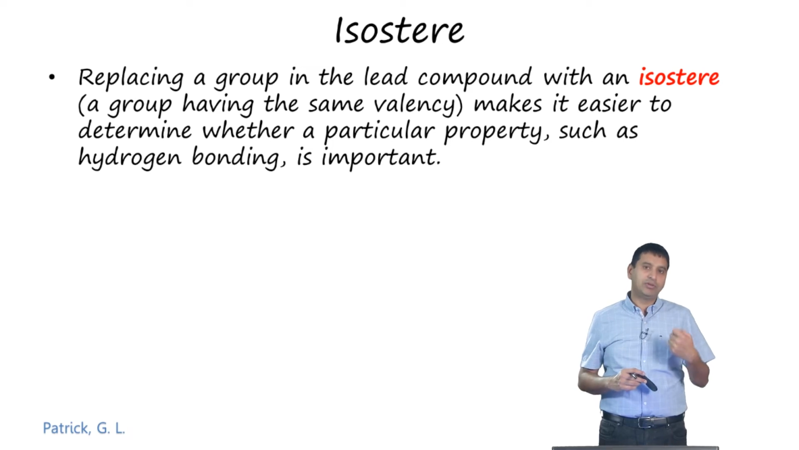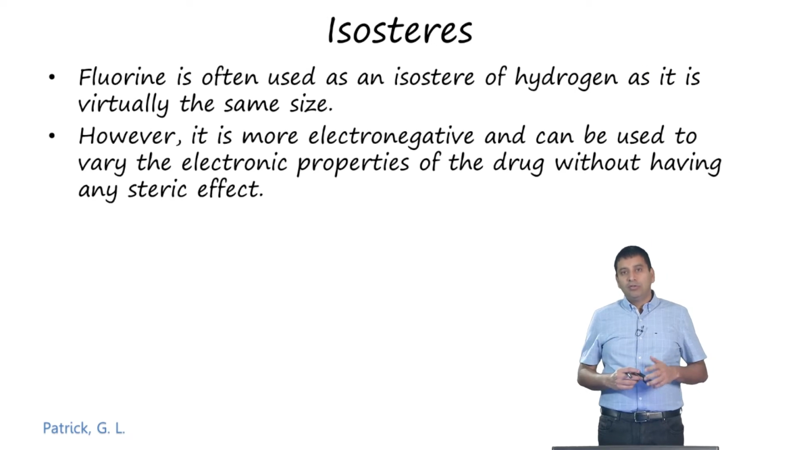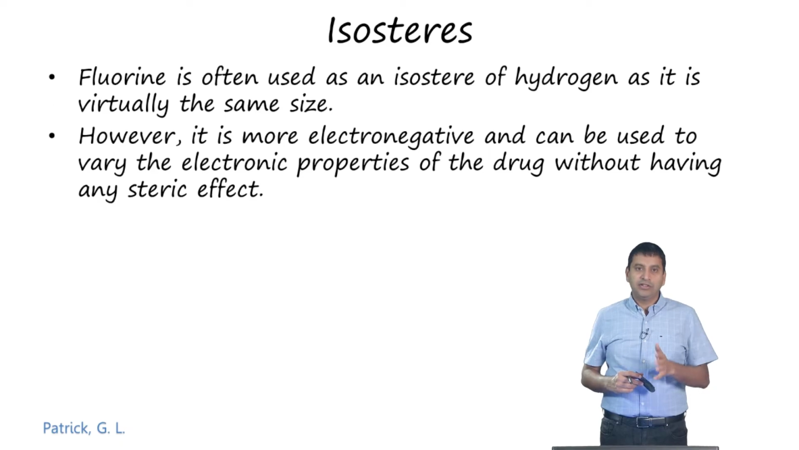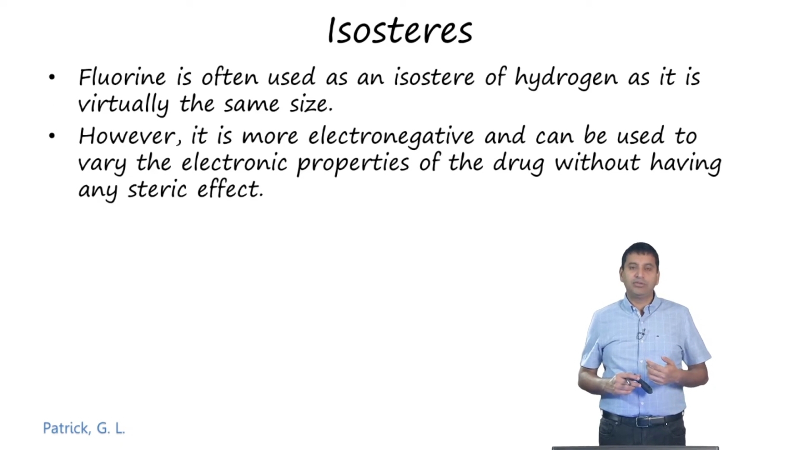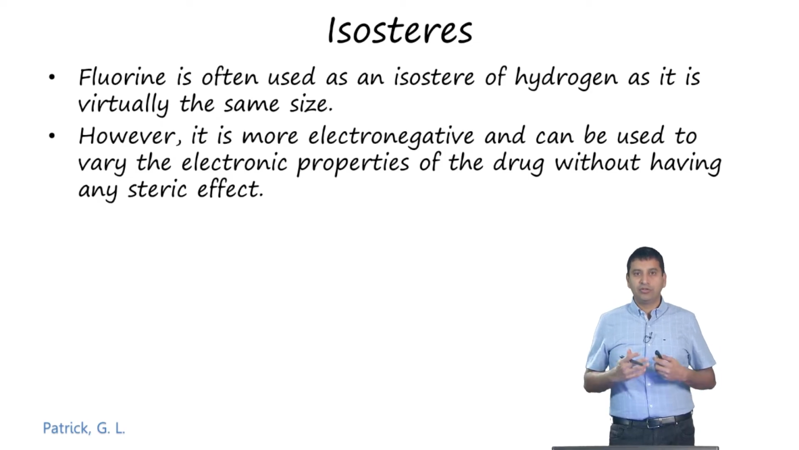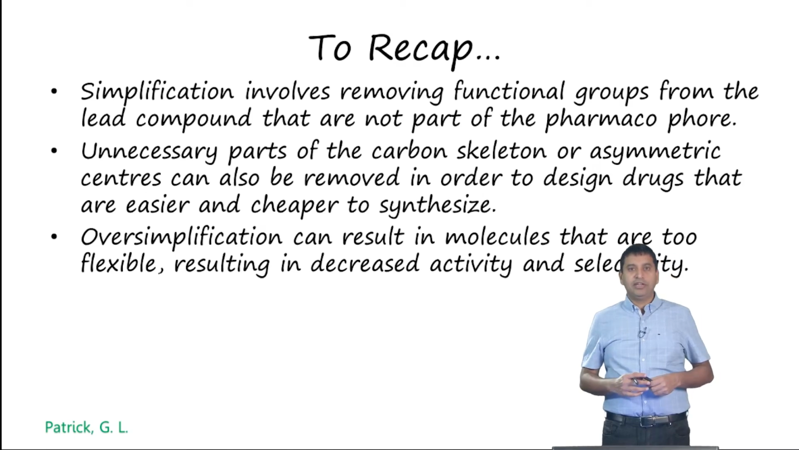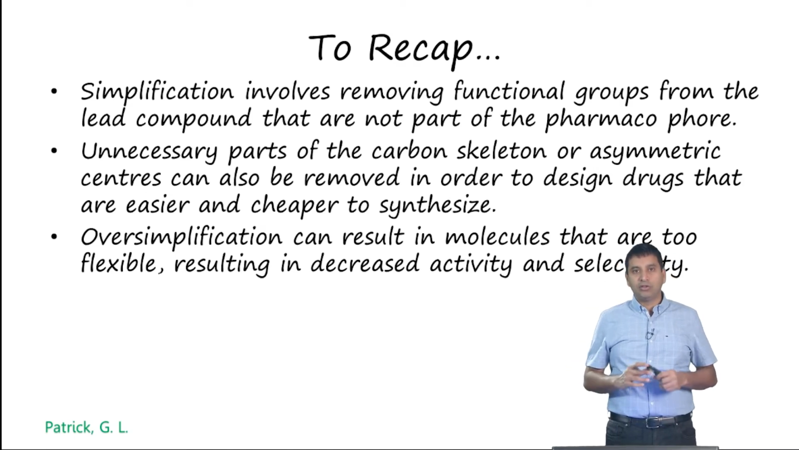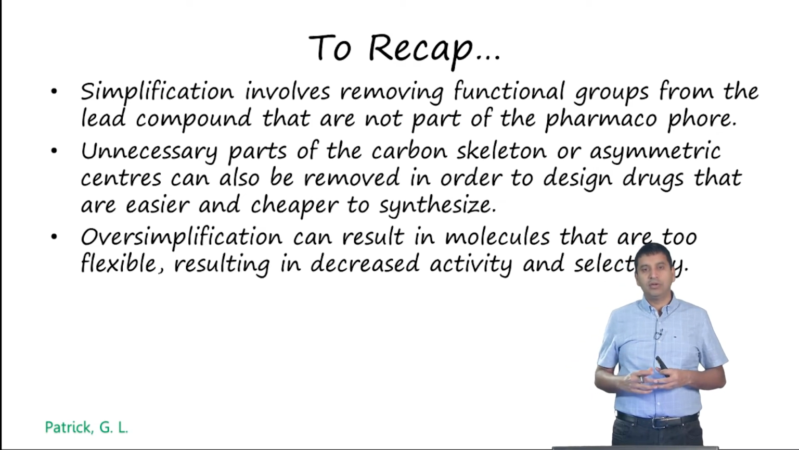One way to do this is to replace it with a methyl group, because it has the same valency. Fluorine, we discussed, is often used as an isostere of hydrogen because it is of similar size. And since it is more electronegative, it can be used to vary the electronic properties of the drug without having any major steric effect. So fluorine is a very commonly used isostere in this concept. The next concept is simplification. Simplification involves removing functional groups from the lead compound that are not part of the pharmacophore.